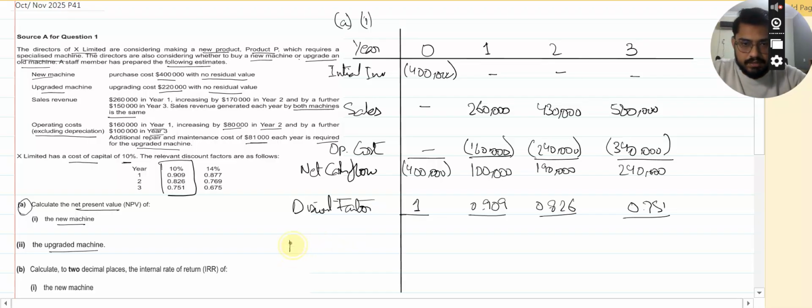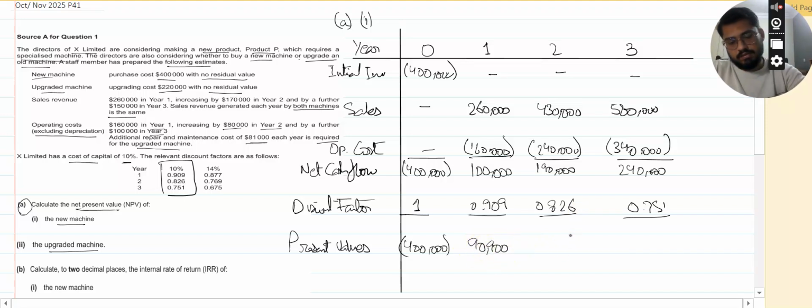Alright, let's calculate the present values. So year 0, this would be 400,000. For year 1, this should be 100,000 into 0.909. This is 90,900. Then this should be 190,000 into 0.826. So this is 156,940. Then 240,000 into 0.751. So this will be 180,240.